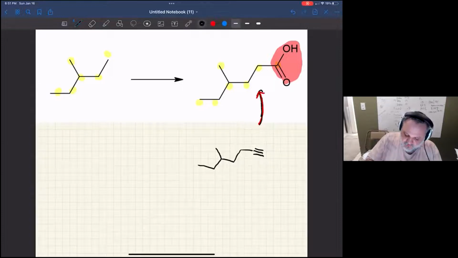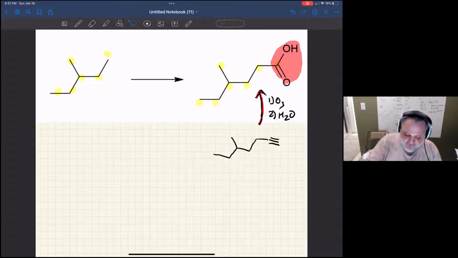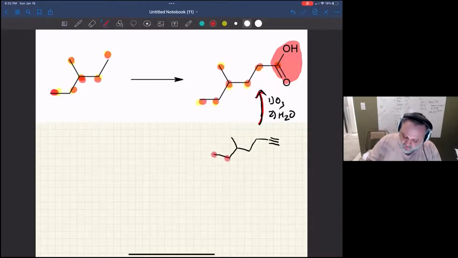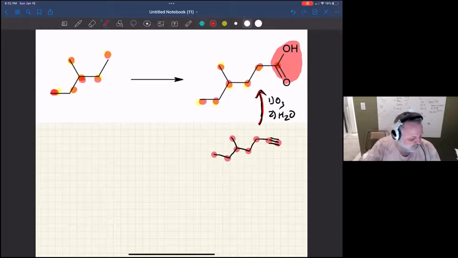So this reaction proceeds with ozonolysis, O3 and water. Okay, but again, I'm not adding just 1 carbon. So I had 1, 2, 3, 4, 5, 6, then 1, 2, 3, 4, 5, 6, 7, but I actually had to have 1, 2, 3, 4, 5, 6, 7, 8 carbons. And then I can lose 1 at the end. Okay, so what's next at this point?